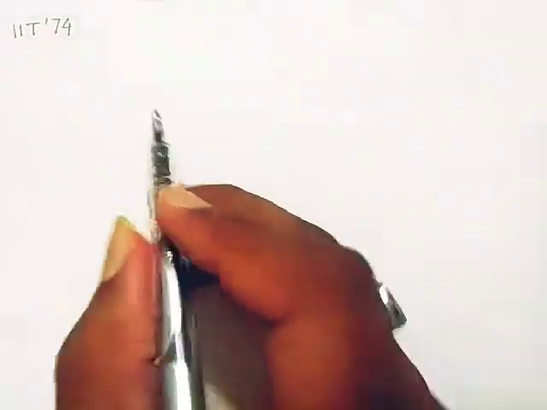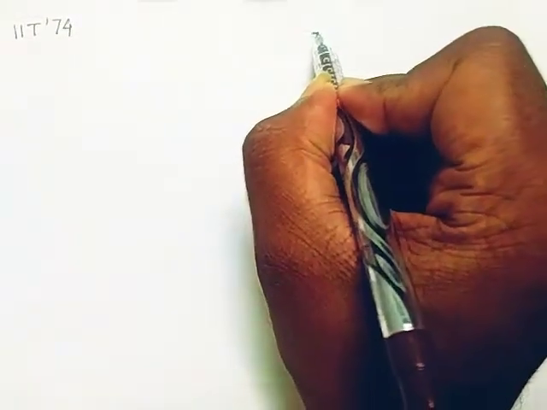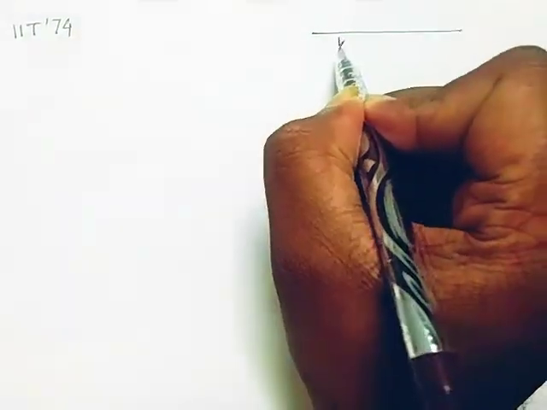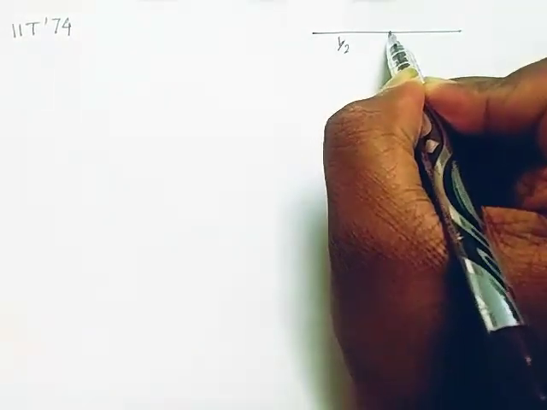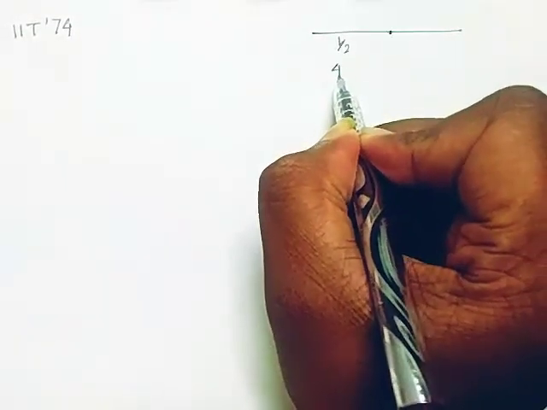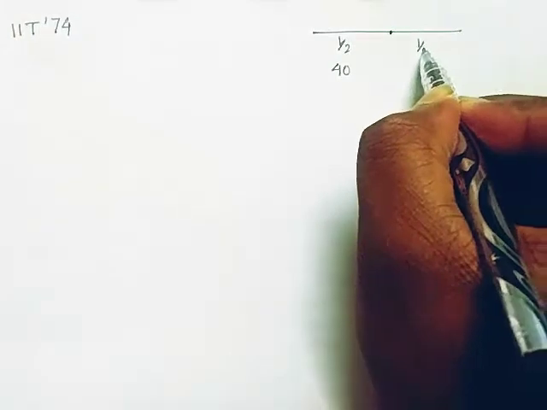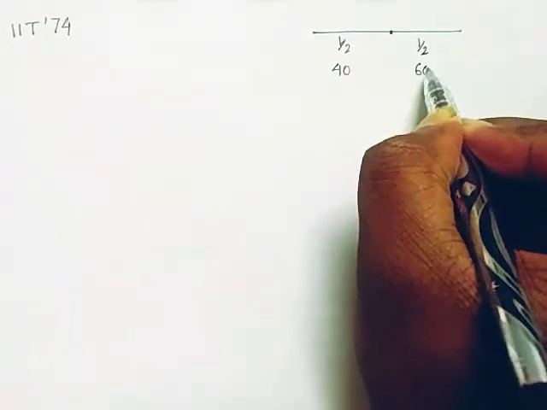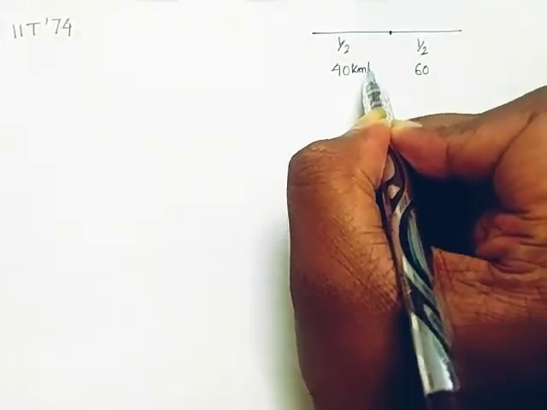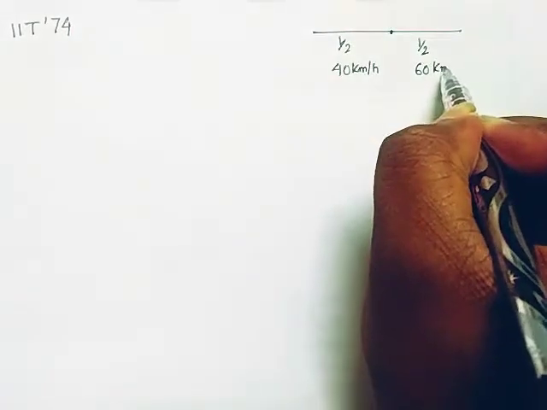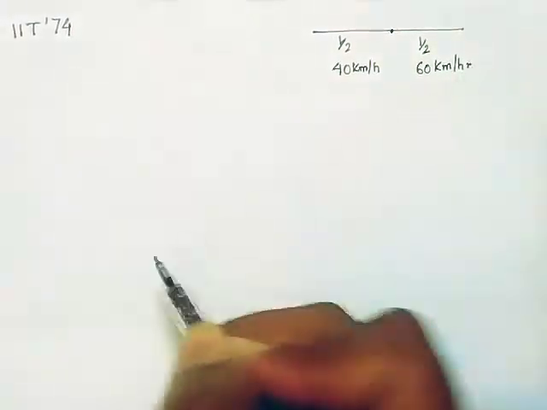Now I am discussing the questions of IIT 1974. In IIT 1974, on this topic a question comes: a car moves half of the total distance with the velocity 40 and the rest of the distance with the velocity 60 km per hour. These are the two velocities.